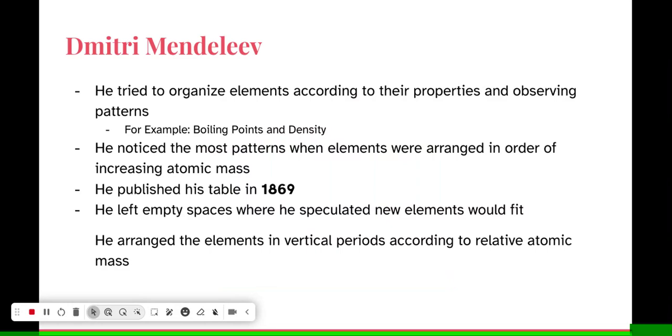So he tried to organize elements according to their properties and by observing patterns. So, for example, boiling points and density. So he would have organized the periodic table by their boiling points, like which ones had similar boiling points, and then which ones also had similar densities. They would be grouped closer together.